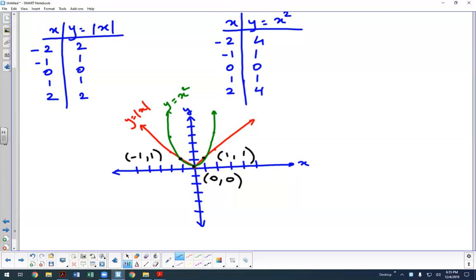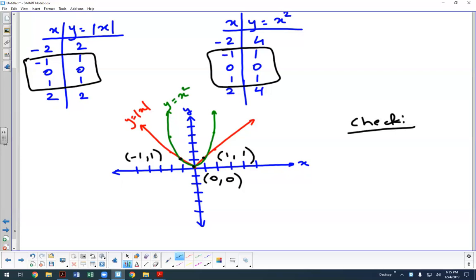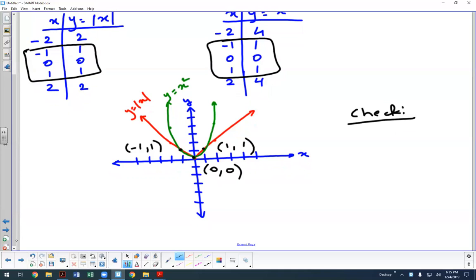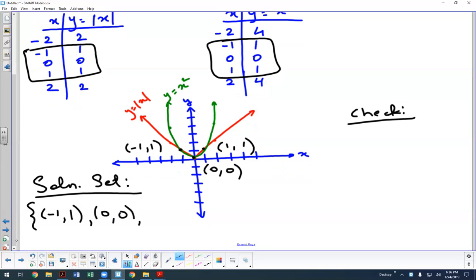And again, you should be able to verify those points on our table also, right? So there were the 3 same points. Again, I'm actually not going to take the time to do the check, but obviously make sure we do that, which means our solution set is going to be those 3 points. Okay? Questions on number 3?